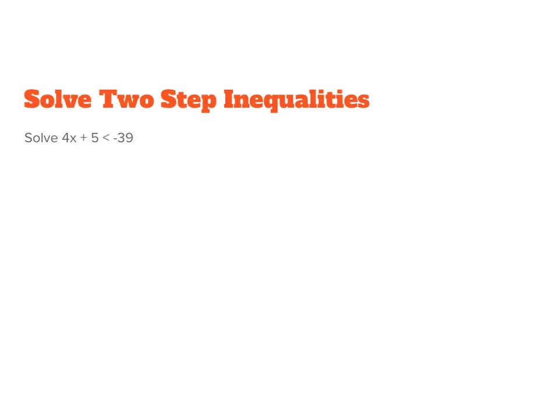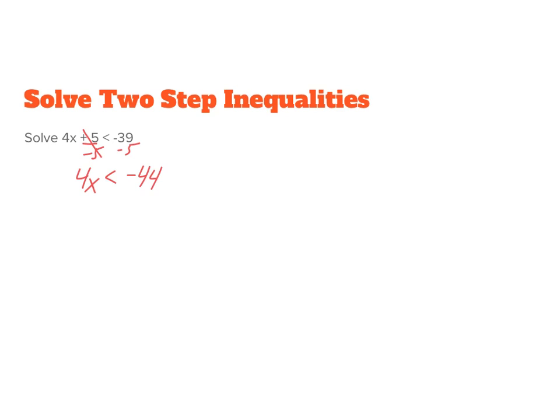So our first example, we're solving 4x plus 5 is less than a negative 39. As we mentioned before, with problems like these, we want to start with addition or subtraction first. So that means we want to get rid of this plus 5, and we can do that by subtracting 5 from both sides. The plus 5 will be gone on the left side, leaving just 4x. The inequality will stay less than. Negative 39 minus 5 will get me a negative 44.